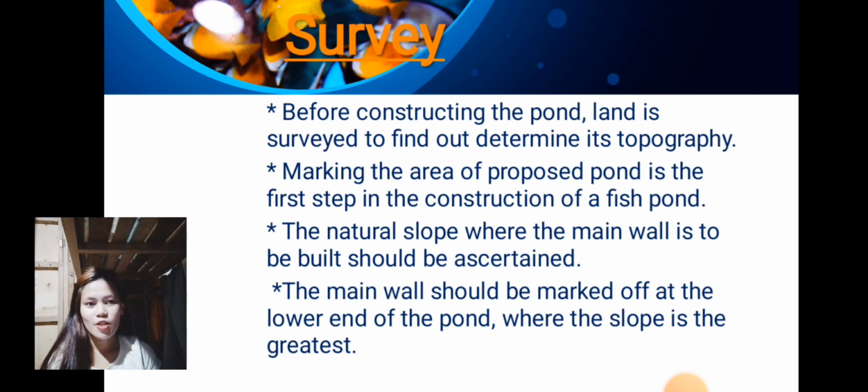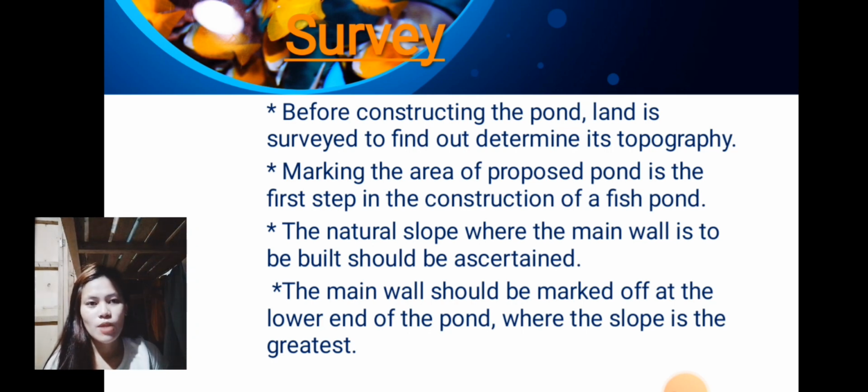Number 2, marking the area of the proposed pond is the first step in the construction of a fish pond. Siyempre, marking the area is the first step sa pag-construct og pond. The natural slope where the main wall is to be built should be ascertained. Kung moingon ta og natural slope, are formed due to physical processes that include plate tectonics and weathering, erosion of rock masses that result in material deposition. Example, embankments, earth dams, road cuttings, etc.